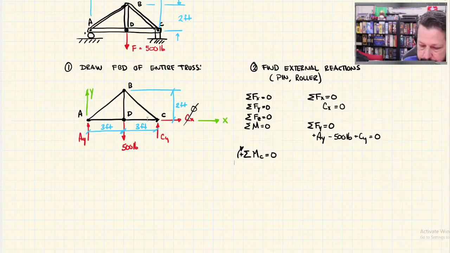So let's do the first one. Summation of moments about C equals 0 would say that AY, that's one of my forces, times the perpendicular distance. Now this distance is perpendicular to the line of action of AY. So AY's line of action there. And it's measured from that line of action to whatever point I've decided I'm summing moments about. So I decided C. So the perpendicular distance between AY's line of action and point C is this distance.